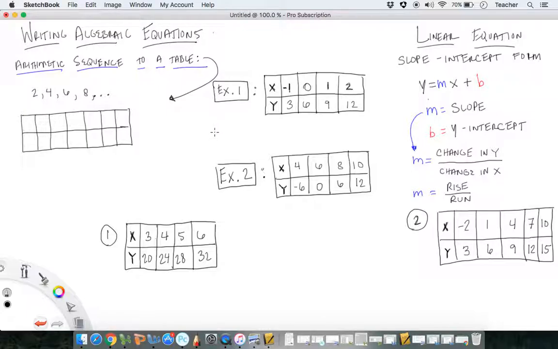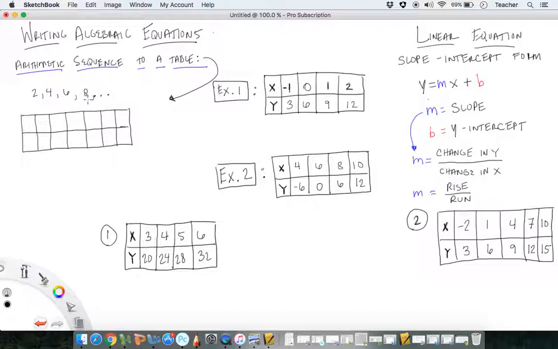So in this particular case, we're going to use what we've just learned, which is about sequences, and we're going to apply that to the idea of generating an equation from that sequence. Okay, so let me first start out by making the connection between what we just completed, an arithmetic sequence, to a table.